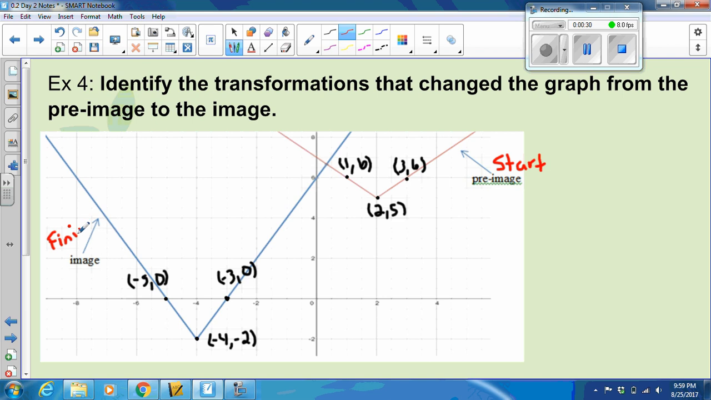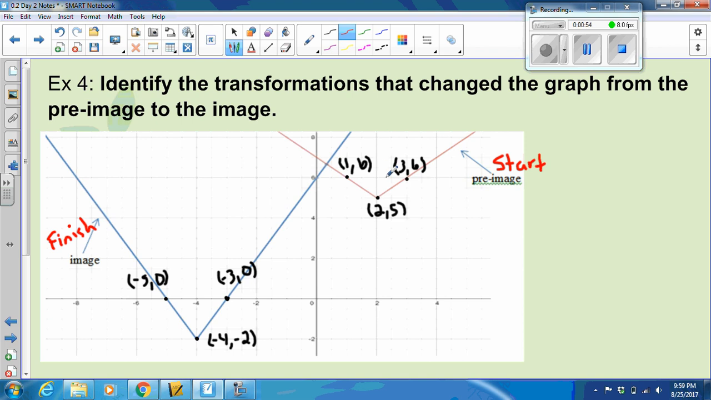So what we have to do is list all the transformations that made the preimage into the image. Let's start off by seeing if we have a reflection. Well, if we look, both of our graphs here are opening up. So that means there is no reflection, so we don't need to worry about writing anything about a reflection. Okay. Now we have to think, is there a vertical stretch or shrink?